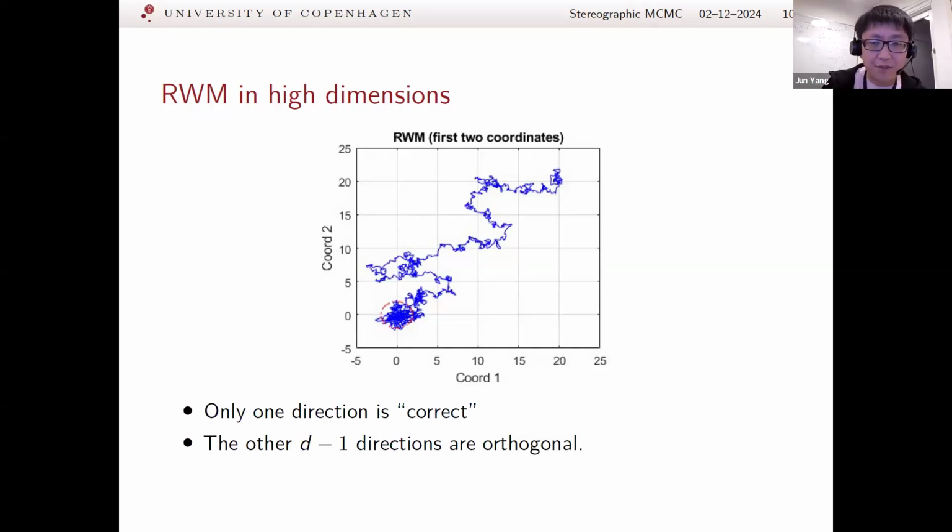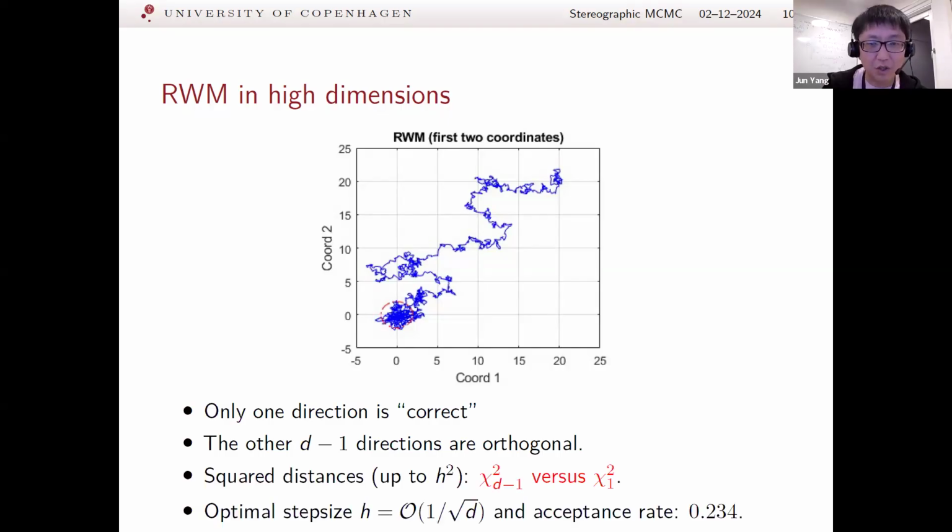In that sense, you have a d-1 dimensional orthogonal subspace. So you can see the squared proposal distance is basically a chi-square with d-1 degrees of freedom, which dominates the move in that one dimension. As a result, you have to choose the step size h to decrease with dimension at exactly this order, basically obtained by the optimal scaling theory, in order to make sure the acceptance rate doesn't go to 0. That's basically the behavior of this random walk Metropolis. You can see that the problem is that this random walk proposal is very inefficient in high dimensions.